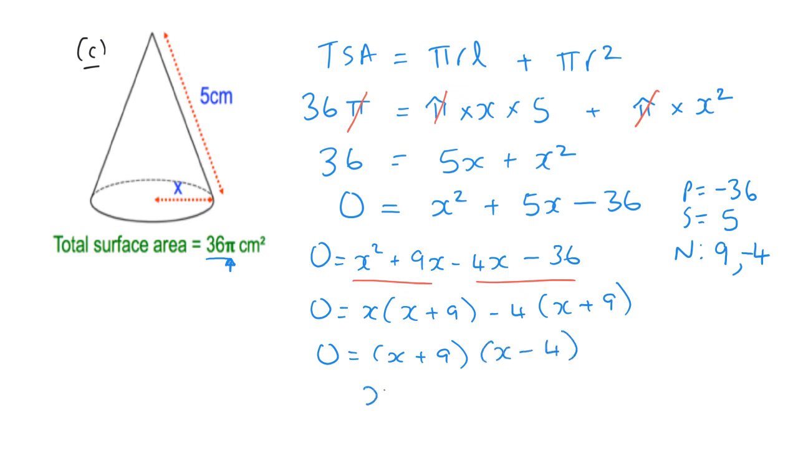Now that would give us two answers for x, minus 9 and 4. Now obviously minus 9 doesn't make sense. The radius is not going to be minus 9 centimeters. So therefore our answer is that x equals 4 centimeters.